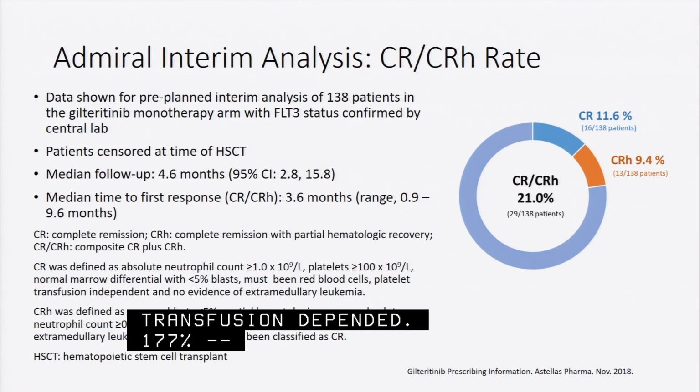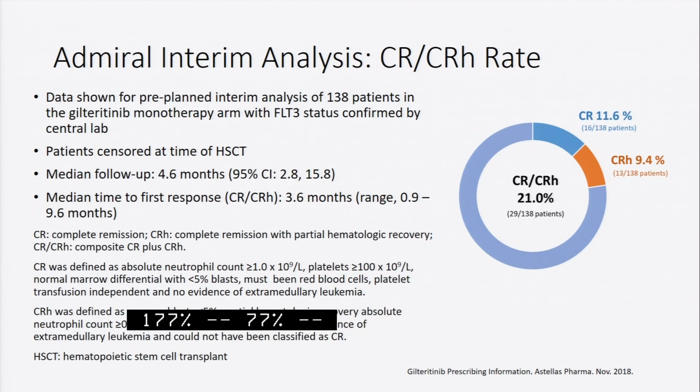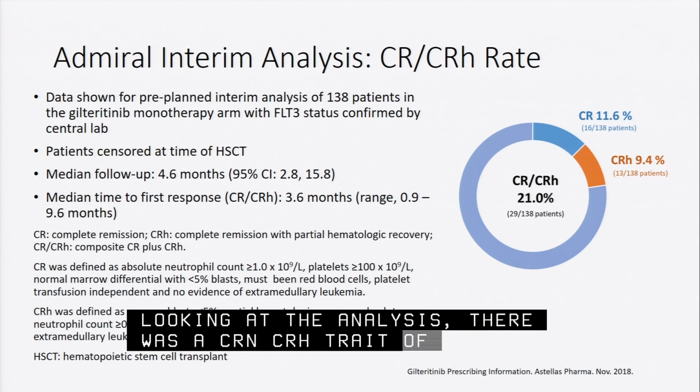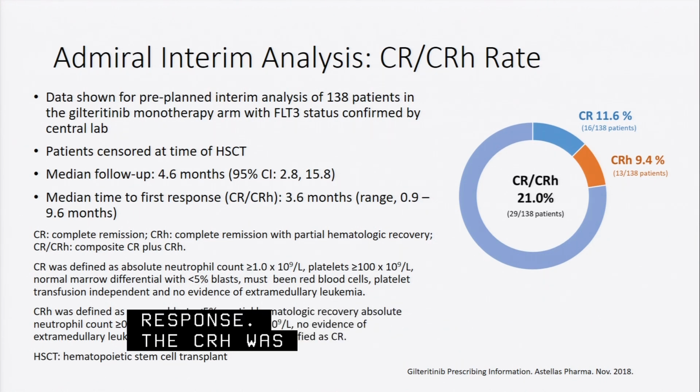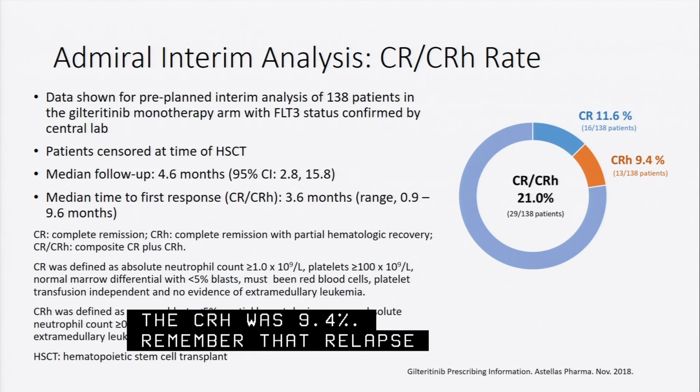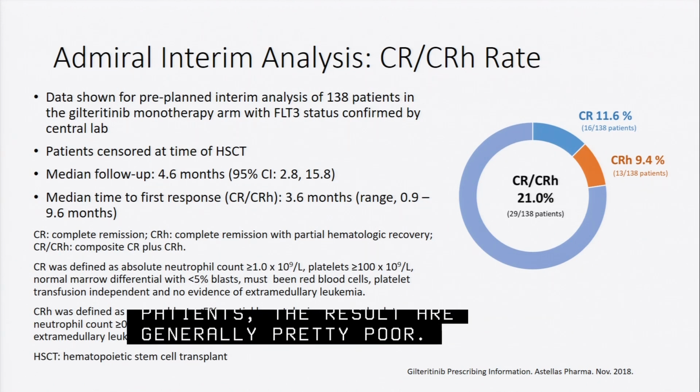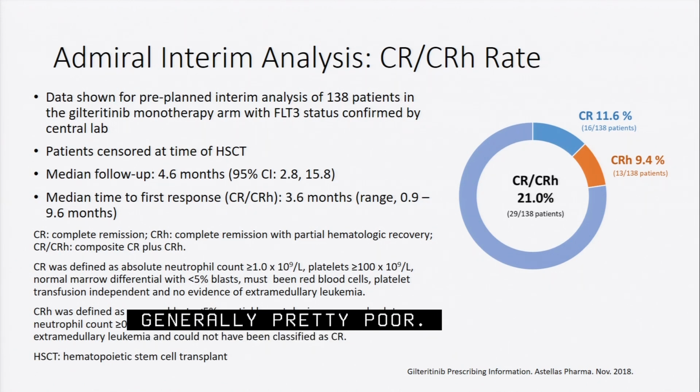Looking at the interim analysis, you see there was a CR and CRh rate of 21%. CR, complete response or complete remission, was 11.6%, and the CRh was 9.4%. So again, remember that these are relapsed refractory patients. The results in those patients are generally pretty poor. We did censor patients at time of stem cell transplant because that can have a treatment effect. We followed them up at a median of 4.6 months, and the median time to first response was 3.6 months.